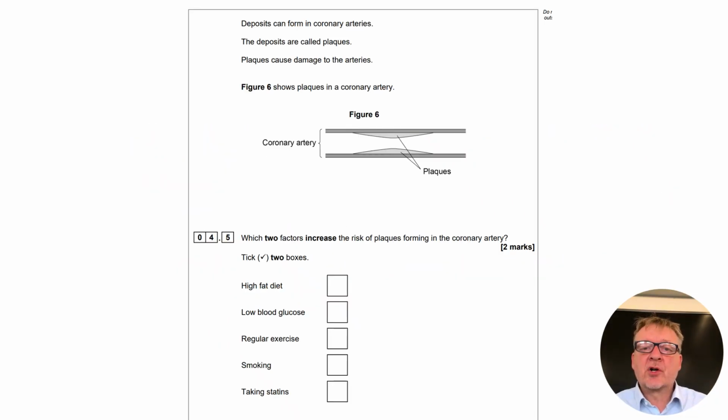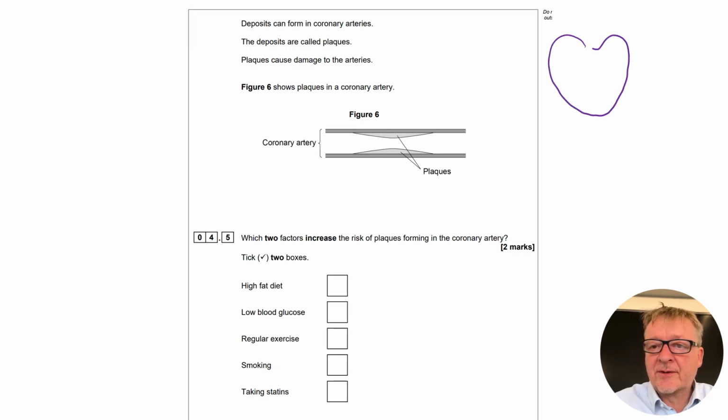Coronary artery. This is something that always gets people confused. So this is a typical heart, obviously, a little romantic heart. A coronary artery is actually one of the arteries that's on the outside of the heart. It's not anywhere else, it's on the outside. And they are the arteries that are delivering the blood to the heart muscle itself.